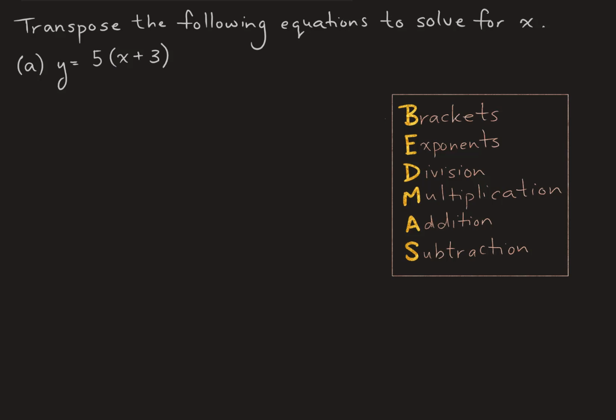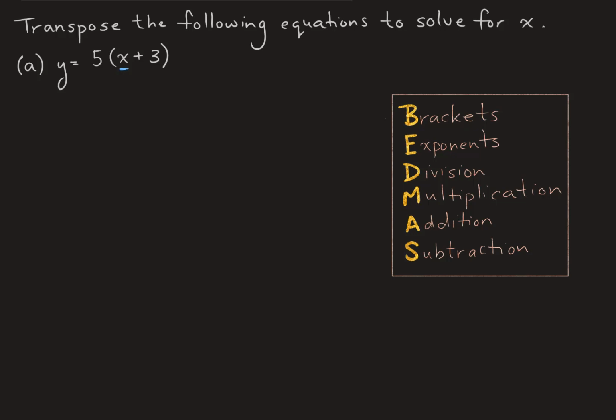Okay, so here's our first transposing example. Transpose the following equations to solve for x. And we have y is equal to 5 times, in brackets, x plus 3. So the idea here is that we want to isolate this x term, which is in the middle of the equation. So we're going to have to rearrange this equation to isolate for x through a process that balances this equation at the same time.